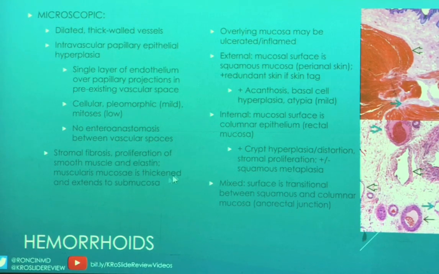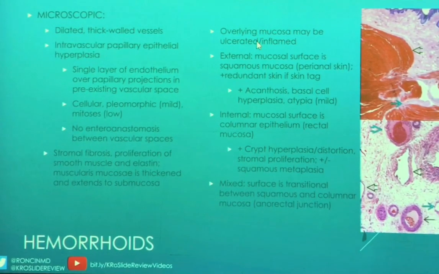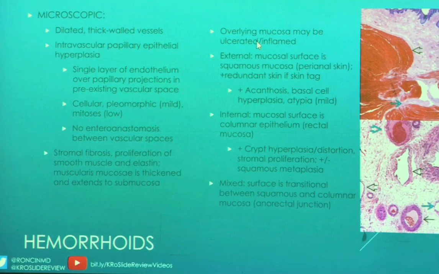Muscularis mucosae should be thickened, and it should also extend into your submucosa. Your mucosa may be ulcerated or inflamed. It kind of depends what's going on with the situation. And again, if the patient's really itchy and it's external, they could be excoriating and irritating that further.